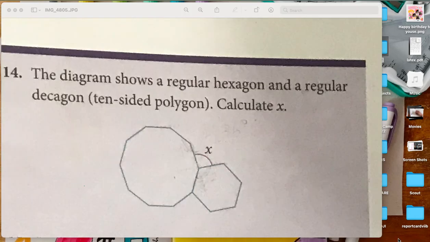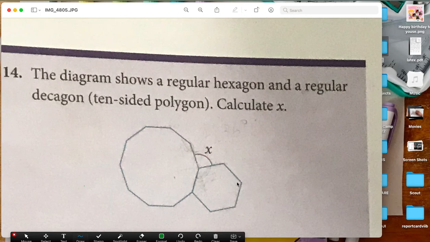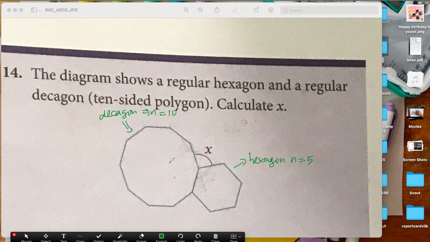Alright, so this is the last question. The diagram shows a regular hexagon and a regular decagon. 1, 2, 3, 4, 5, 6. Okay, so this is the hexagon. So n equals to 6. And this is the decagon. This must be the decagon, right? n equals to 10. Calculate the value of x. I don't think it's going to be hard.